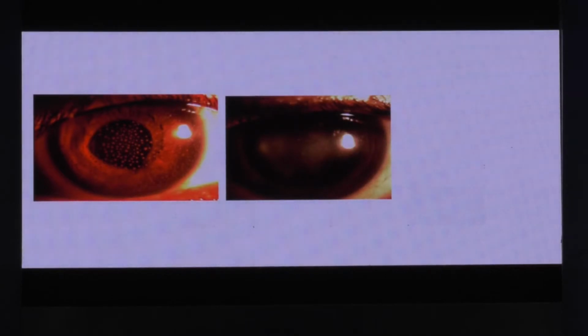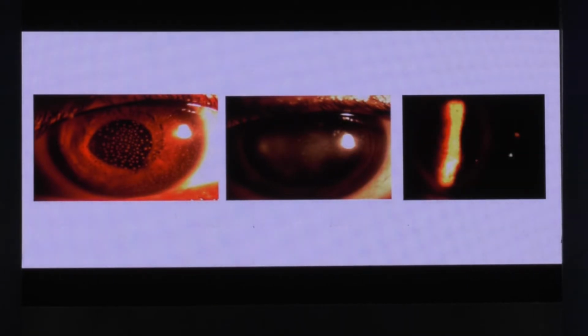This is another case, and if you see carefully, there are a lot of pigmented keratic precipitates, and these are all active. And if you look at the pupil, there is an iridoparesis. Or this is another case where you have a corneal involvement with keratic precipitates along the cornea. And this is a patient with Posner-Schlossman where there is a sudden onset of increased intraocular pressure and inflammation.